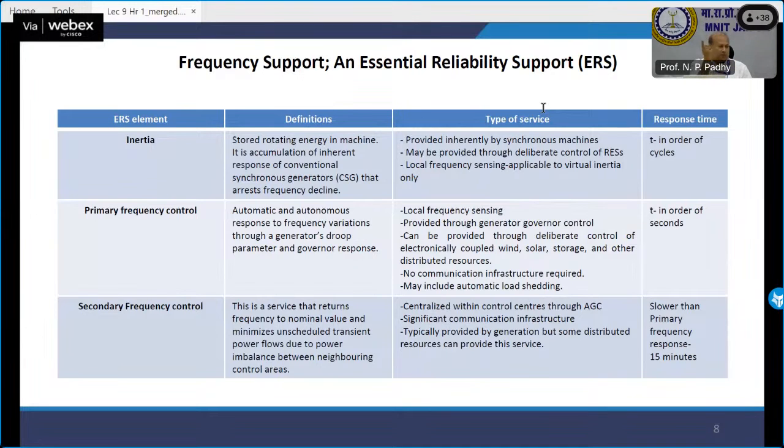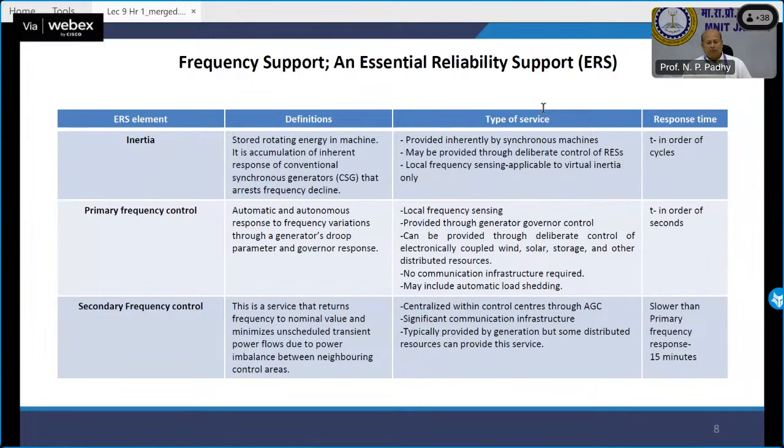And by the time I produce, after some time, then that will go to my rotational mass saving. So first it will discharge, all right, and then it will capture it. So very interestingly, the frequency regulation is possible with proper inertia balance. That's what I like to highlight. If you have proper inertia energy, then your frequency is not going to drop drastically in the future. What are the type of services provided inherently by synchronous machine? May be provided through deliberate control of RES, local frequency sensing applicable to virtual inertia only. And response time, it is in order of cycles.